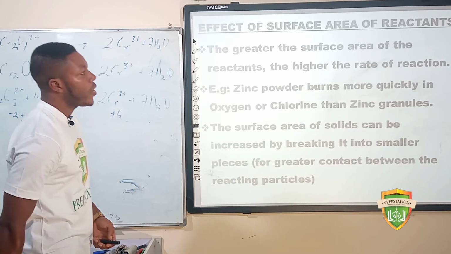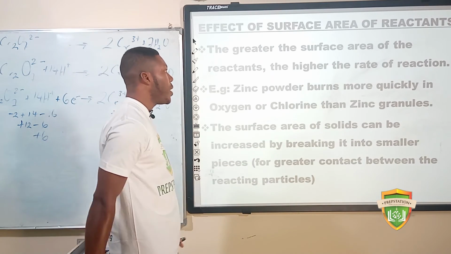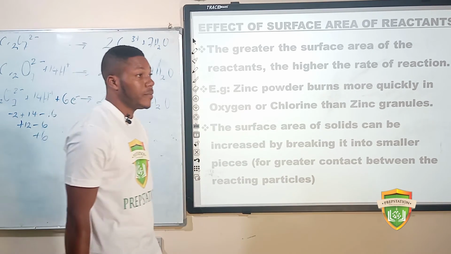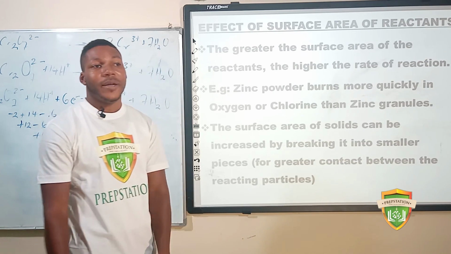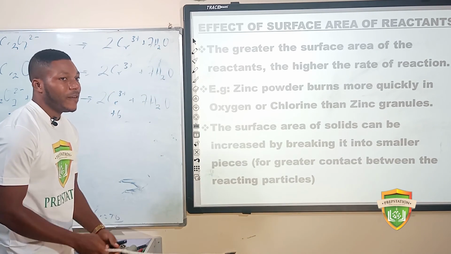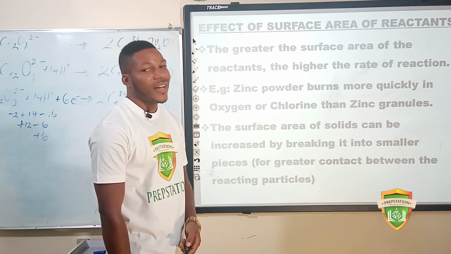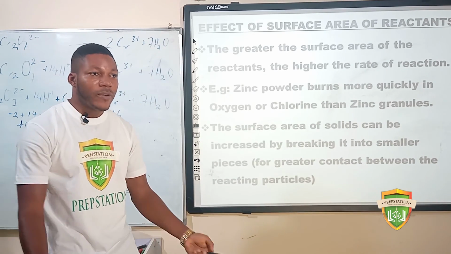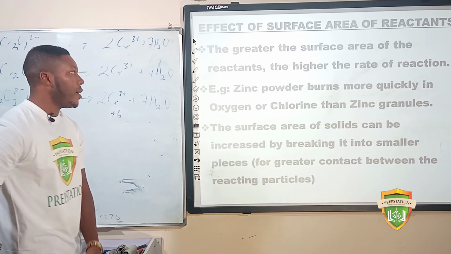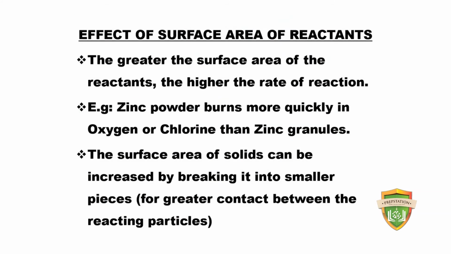Okay, surface area in contact. This one is very common, even in our normal kitchen. Say you want to prepare yam. If I cut yam into big pieces, it will not cook faster. But if I cut it into small pieces, it will cook faster. So the same thing happens in a chemical reaction. The greater the surface area of a reactant, the higher the rate of a reaction.